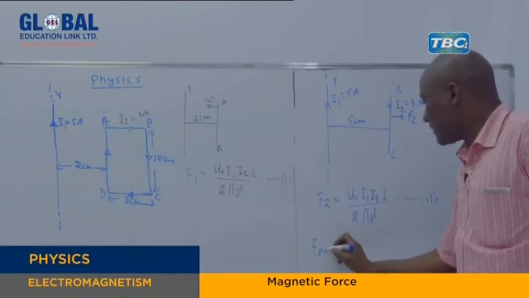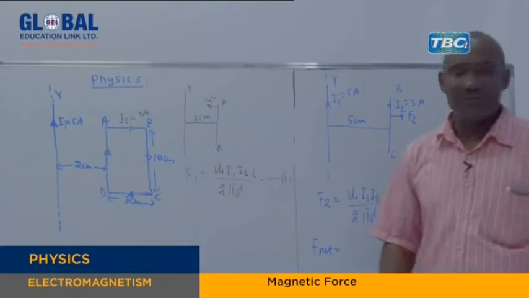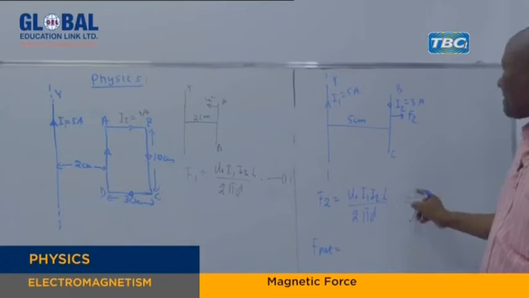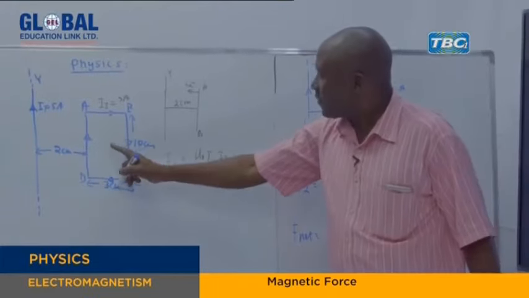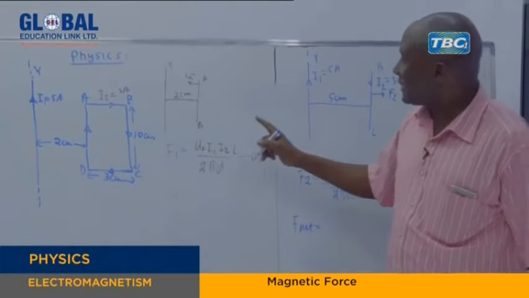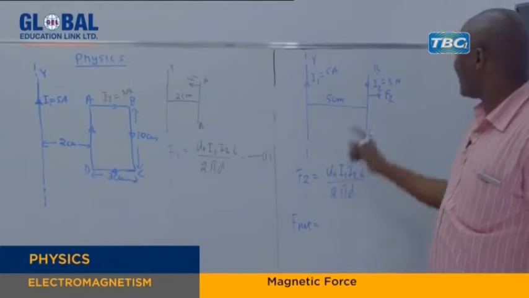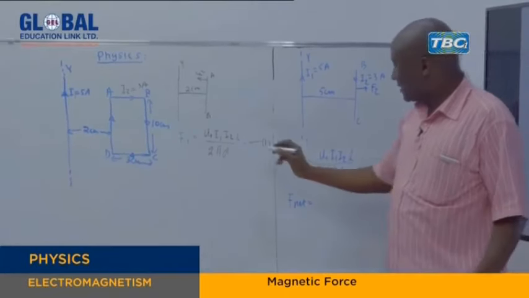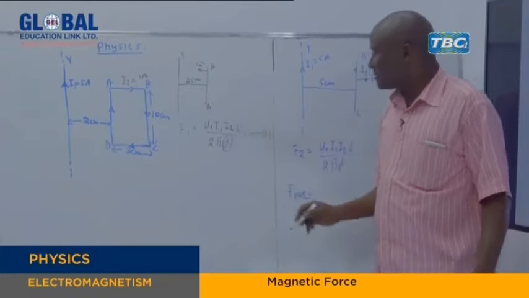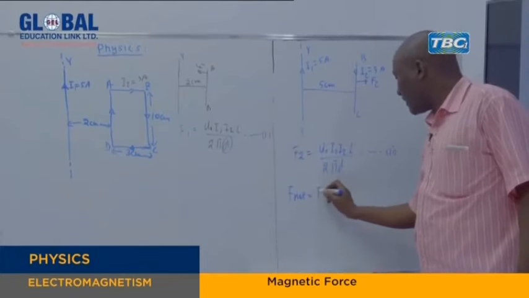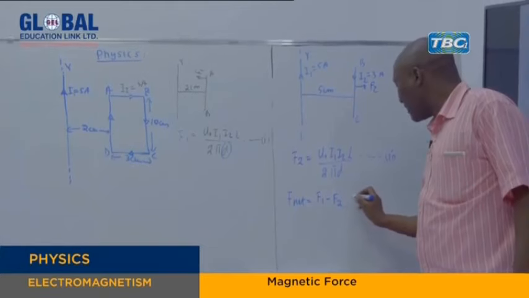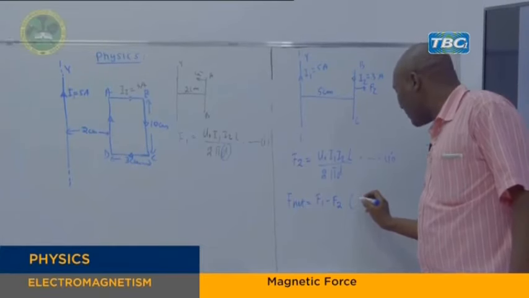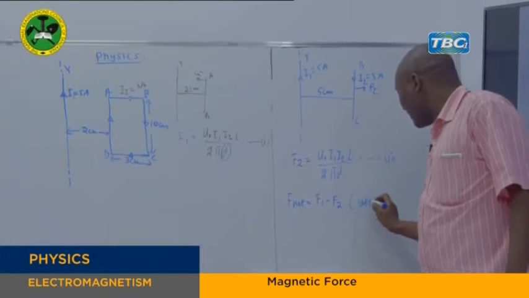I'm giving you the hints on how to go about it. You find F1, you find F2, and you can see F1 is pointing to the left and F2 is pointing to the right. Now, which one is greater? By mathematics, a small distance produces the greater force. So it will be F1 minus F2, and that force will be pointing to the left.